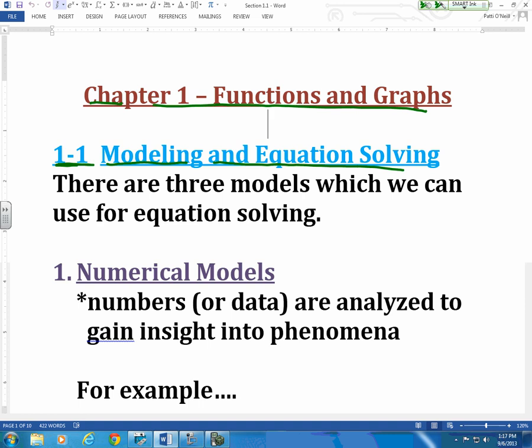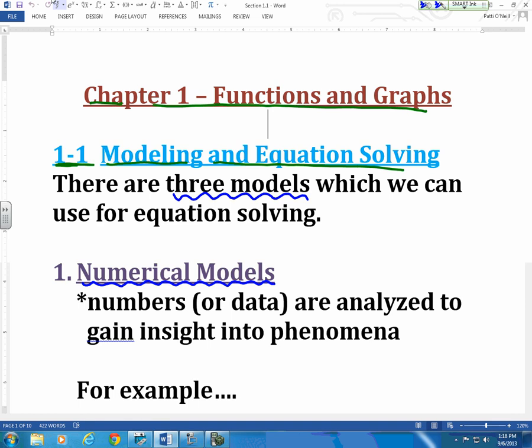Basically, what this is going to cover are the three different types of viewpoints we're going to take as we go through the year and look at the content that we're studying. So we're going to talk about three different models that we can use in order to help us solve the equations that we're going to see as we go through, especially the pre-calculus part of the course. The first is a numerical model.